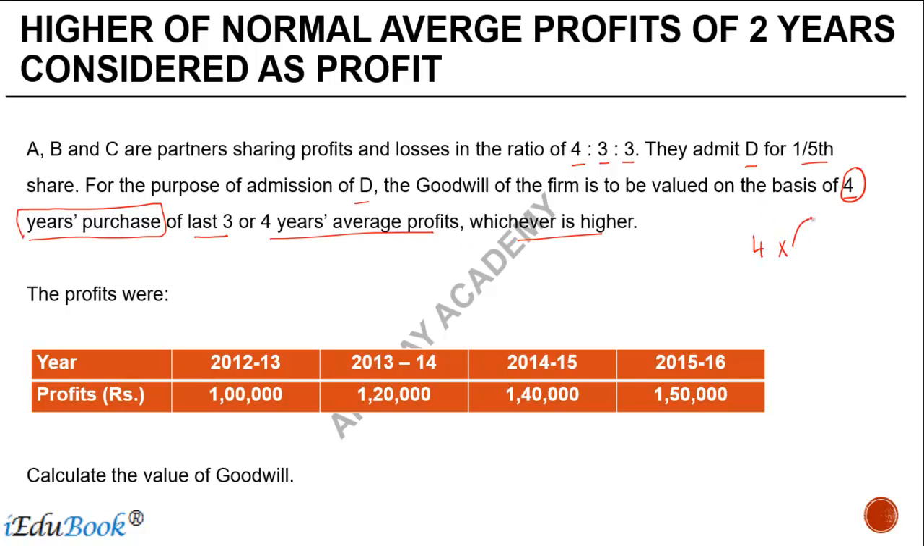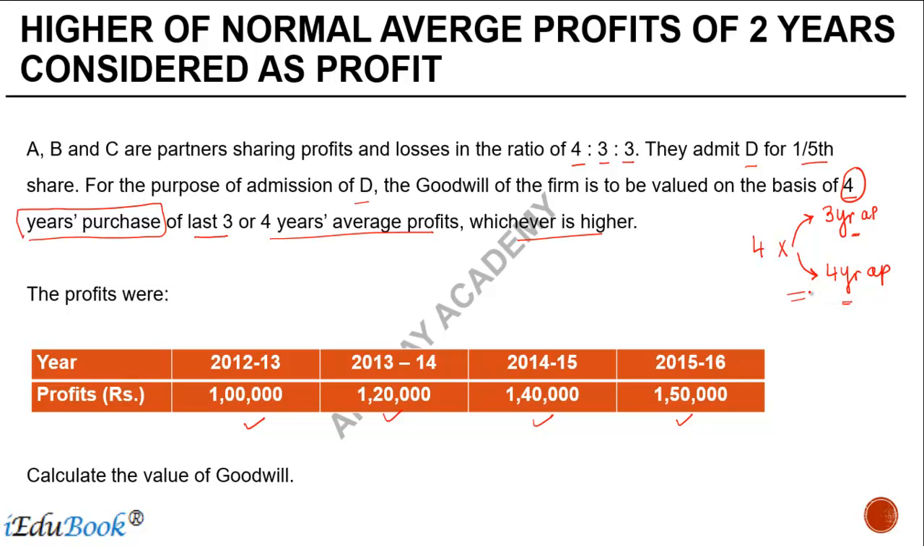So what I need to multiply could be either of two numbers. Either it is 3 years average profit or 4 years average profit, but which one will I choose? The one that is higher. The profits were 1 lakh, 1,20,000, 1,40,000, 1,50,000. Calculate the value of goodwill. So the only thing I need to do is find out whether the 3 year or the 4 year is higher.